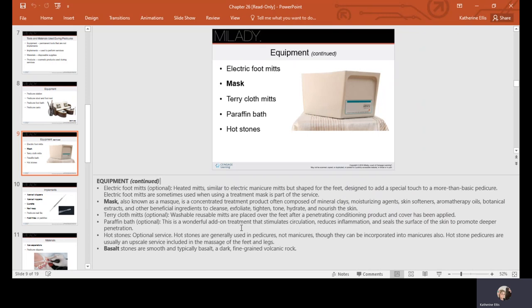There's different types of masks. They can be clay, they can be cream that don't ever really get hard. They can contain different moisturizers, skin softeners, aromatherapy, botanical extracts, and other beneficial ingredients to cleanse, exfoliate, tighten, tone, hydrate, and nourish the skin. And then hot stones is an optional choice that sometimes you can incorporate into your pedicure.